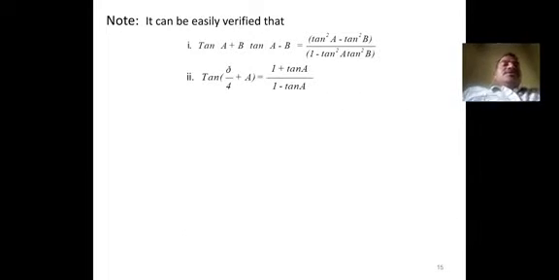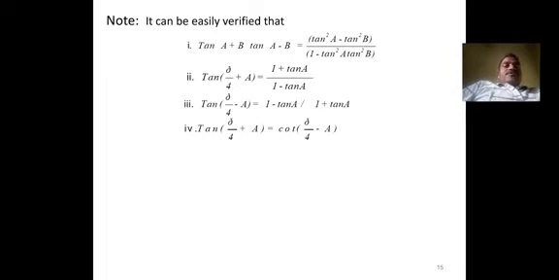Now, tan of A plus B into tan of A minus B. This is tan square A minus tan square B by 1 minus tan square A tan square B. The next one is tan of pi by 4 plus A. Here a small correction: it's not delta, it is pi by 4. So that is 1 plus tan A by 1 minus tan A. The same for tan of pi by 4 minus A. Here also the same correction, that is not delta, it is pi by 4. That is 1 minus tan A by 1 plus tan A.